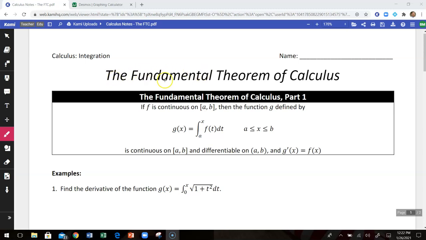Okay, this video is a pretty important one. It is called the Fundamental Theorem of Calculus. So there's actually two parts to this. I'm going to briefly discuss the first part, do a couple of examples, and then towards the end of the video come back and really get into what this means.